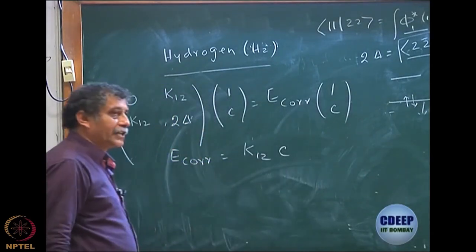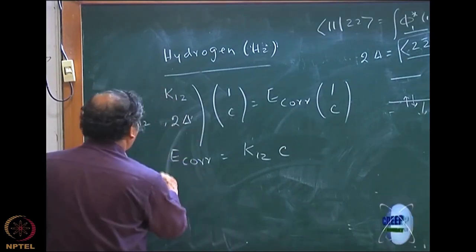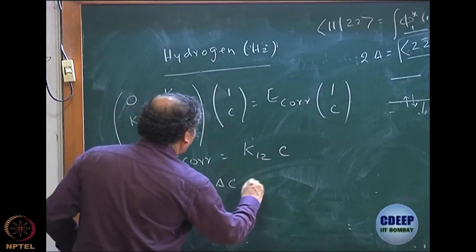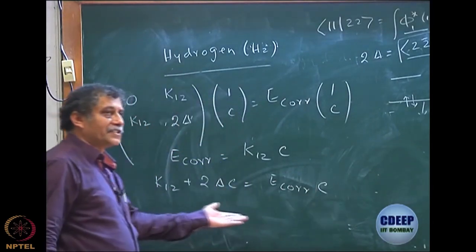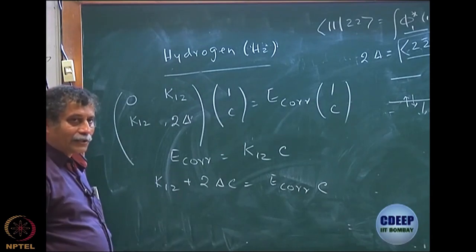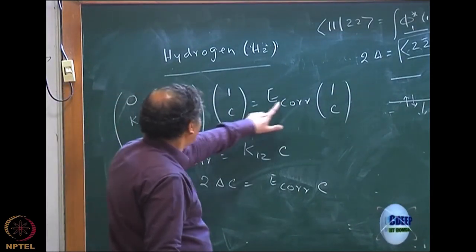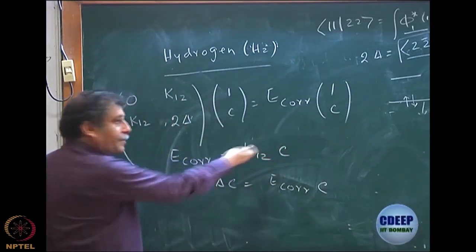Right? So, that is your correlation energy. And then the next is K1,2 plus 2 delta C equal to E correlation C. This is something that we have done already before, a very similar expression. So you write K1,2 into (1 plus 2 delta) into C equal to E correlation C. Put the C on both sides, so solve for C and substitute it.